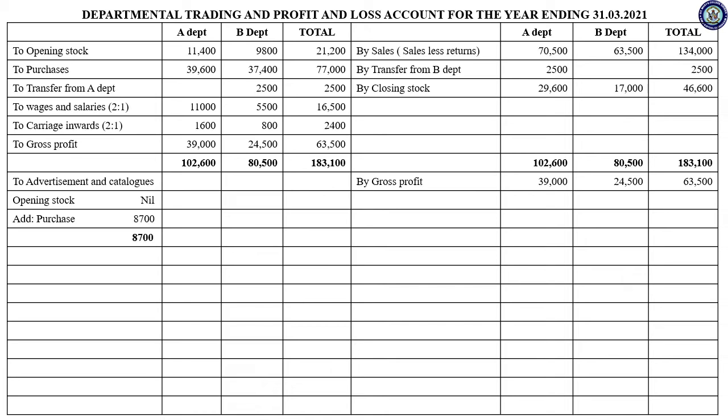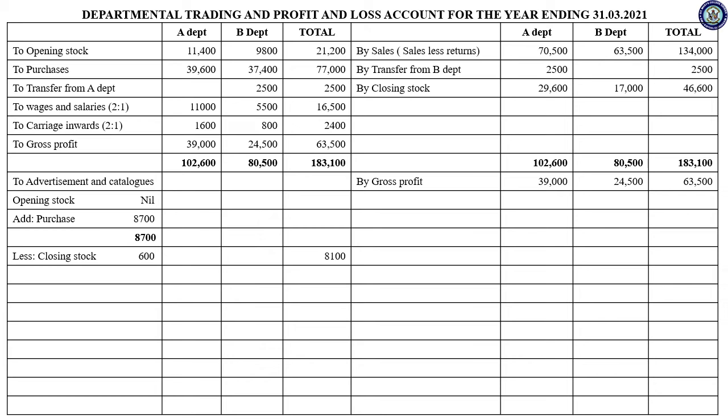To opening stock, you have to add purchases. Purchases is given in your trial balance, advertisement and catalogs 8,700, that is the purchase. From this, if you deduct the closing stock, that is 600, the difference you get is the catalogs used in the current year, that is in the year 2020-21. You added nil as the opening stock, but in the current year you purchased 8,700 worth of catalogs, and that is for advertisement.